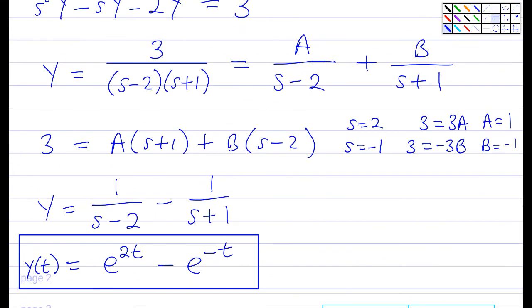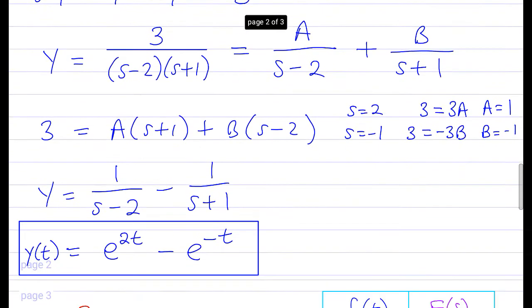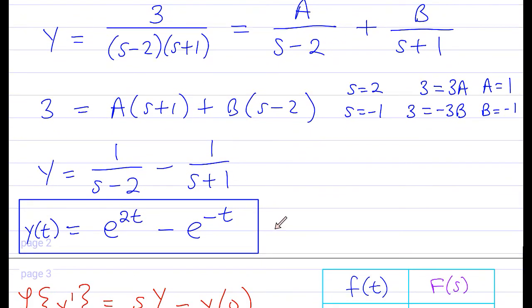And you notice I didn't really need to plug in the initial conditions. That's because we already built those in. If I go back up here, I built those in when I substituted y of 0 and y prime of 0. So this is our answer. We could have gotten that using traditional techniques, but we can also get it using Laplace transforms.